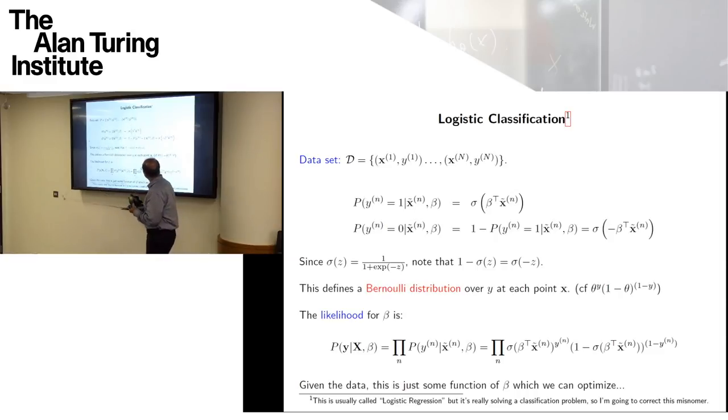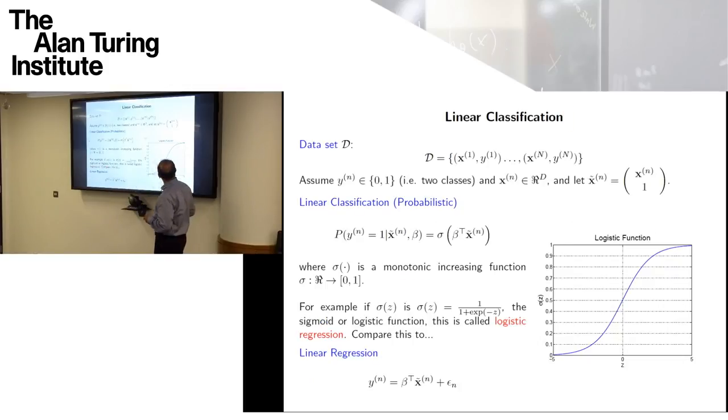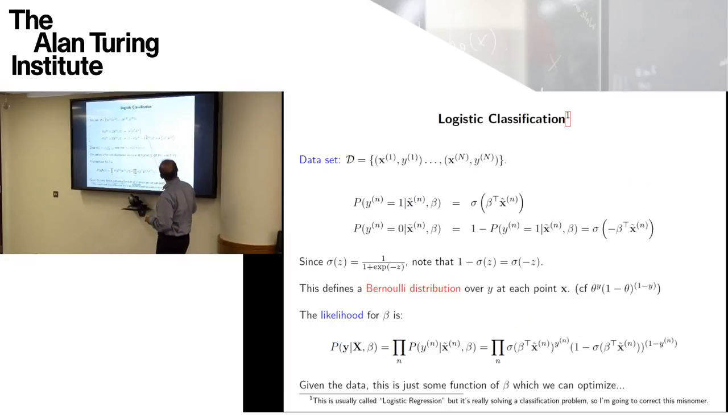So what does logistic classification look like? Well, I've told you what the probability that y equals 1 is. It's this sigmoid applied to the linear function of x tilde. And the probability that y is 0 is 1 minus that, which for the sigmoid logistic function, this function is anti-symmetric, which means that if I do minus z, I get 1 minus the function. It just happens to be that way. And so note that 1 minus sigma of z is sigma of minus z. So I can write it as logistic of minus beta transpose x tilde.